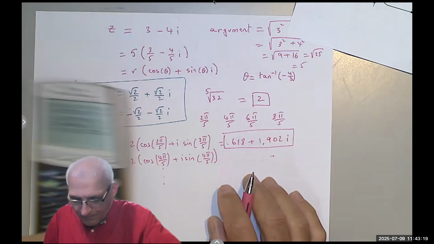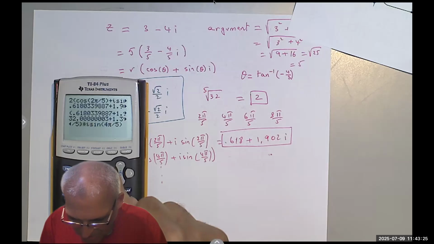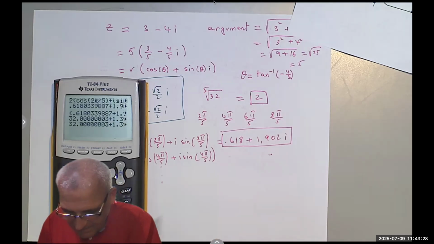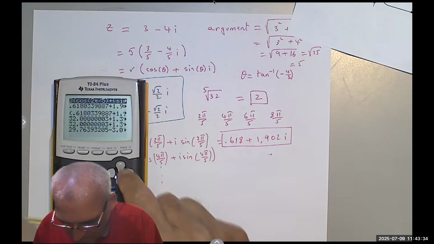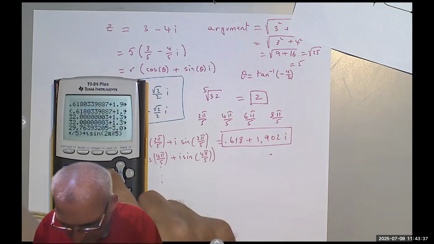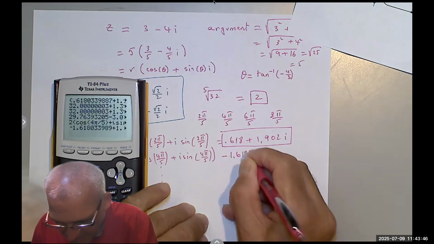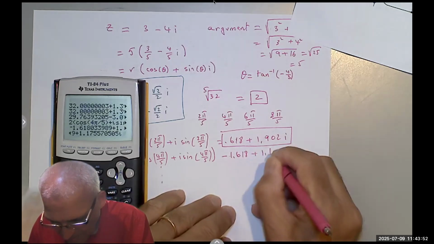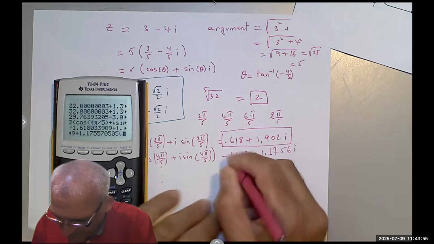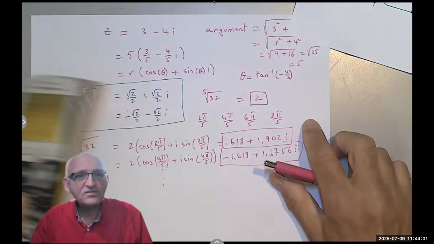And then you substitute 4 pi instead of 2 pi. So we can come here, change the 2 into 4, change this 2 into 4, and I get another answer. Oh, no, I'm sorry, probably clicked the wrong thing. 4. I get negative 1.618 plus 1.1756i. And you can find the other two. It's just using a calculator. It's not a big deal.